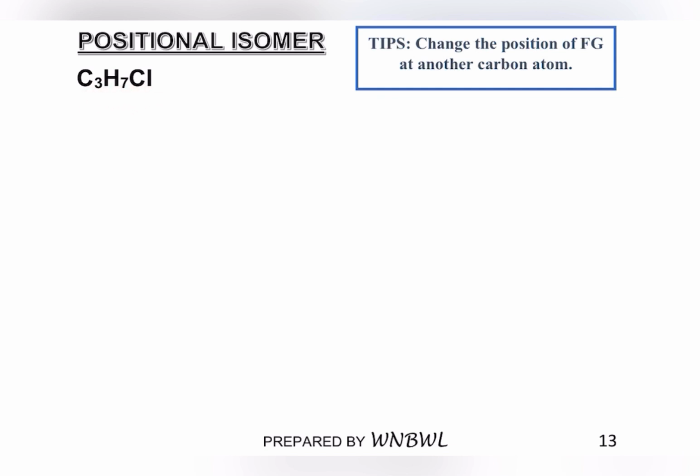C3H7Cl, I got Cl as my functional group. This is halogen. How am I going to continue? I'm going to start with my carbon chain with 3 carbon atoms. So let's start with 3 carbons and give a number to each of them. After that, I'm going to put my functional group, halogen, at the first carbon.